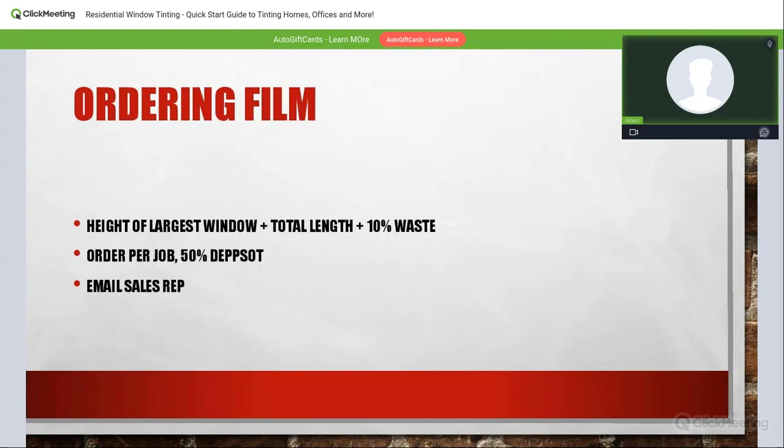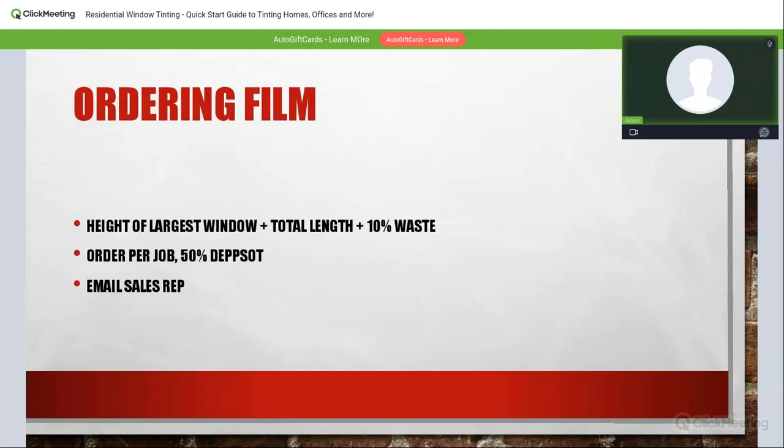Now, with film, we always want to do height of largest window plus the total length, plus your 10% waste. So if I have multiple windows, I have one large window, two medium windows, and one small window, I take the height of my largest window plus all the length of it, and I add 10% waste of my square footage because there will be waste, there will be mistakes that we have.